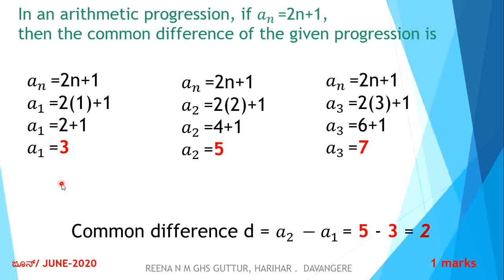So like this it goes on. For the fourth term you can substitute 4 in the place of n. So the AP is 3, 5, 7, etc. This is an AP. So this type of question they might ask you.